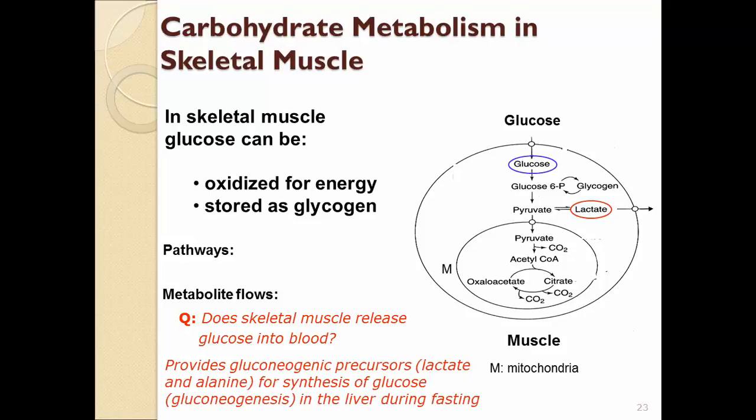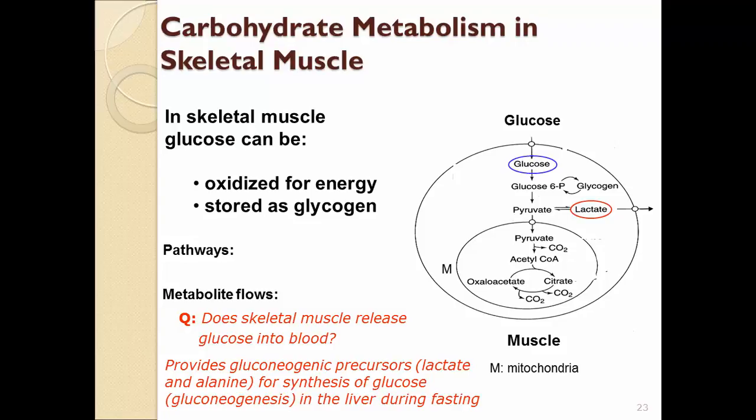Sorry, no, right here. We're going to mention this again later, so don't worry about this part. But just keep in mind that muscle lacks this enzyme. So although muscle will not be able to directly release glucose into the circulation, muscle also plays a very important role indirectly, right, for glucose homeostasis.